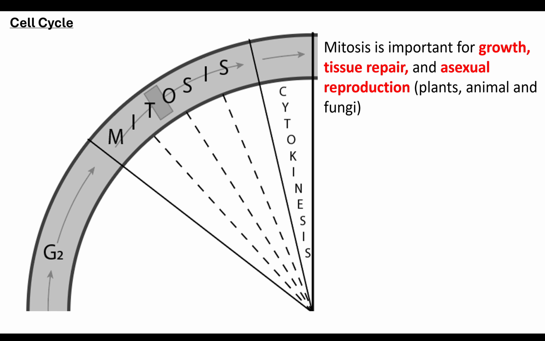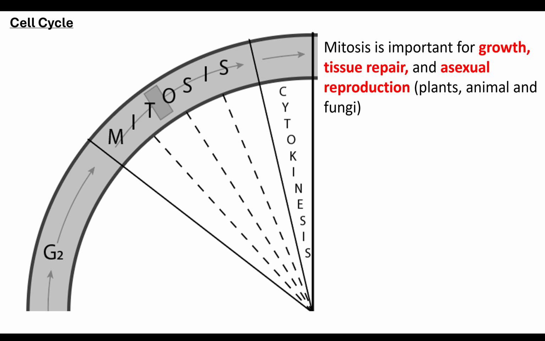The other thing that mitosis is important for is asexual reproduction. Now, asexual reproduction can happen in plants, animals, and fungi. Not all animals. However, some animals can do asexual reproduction where they are producing offspring that are genetically identical to the parent cell or the parent plant or the parent fungi or animal.